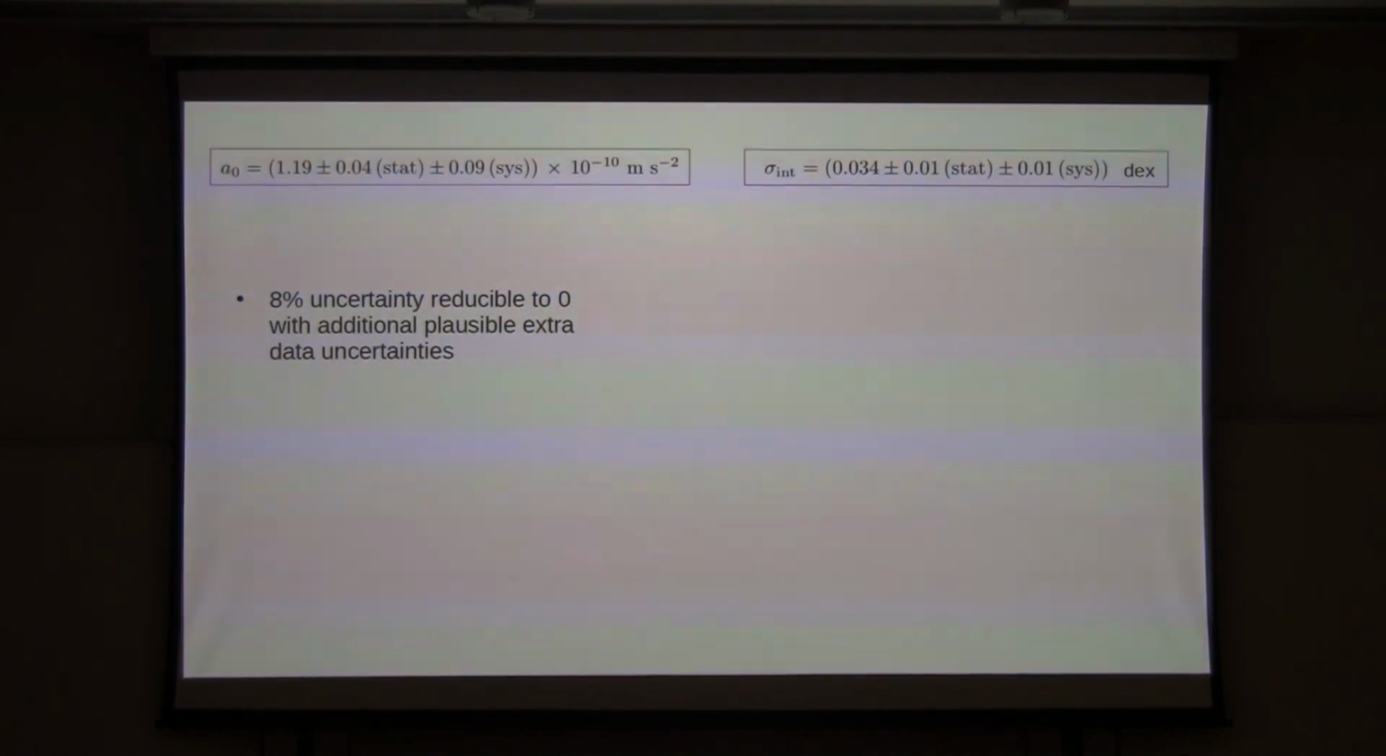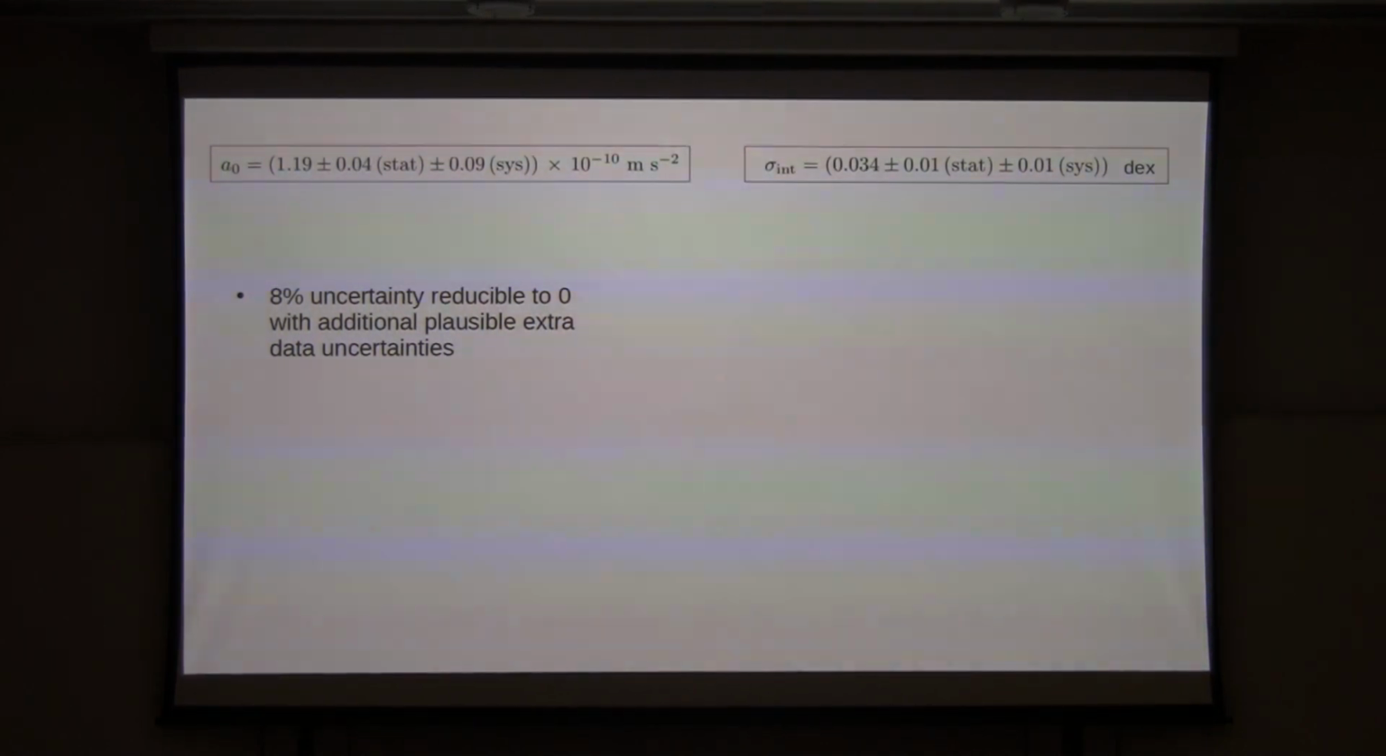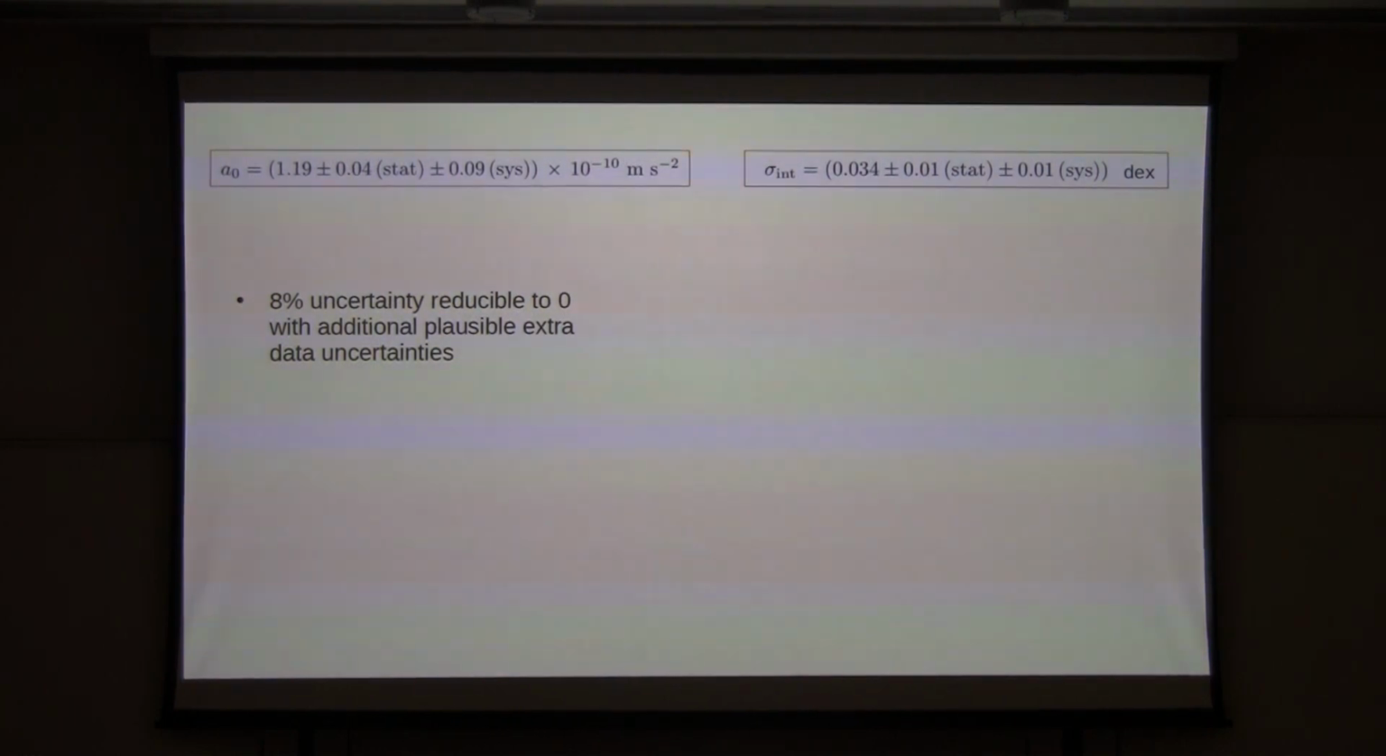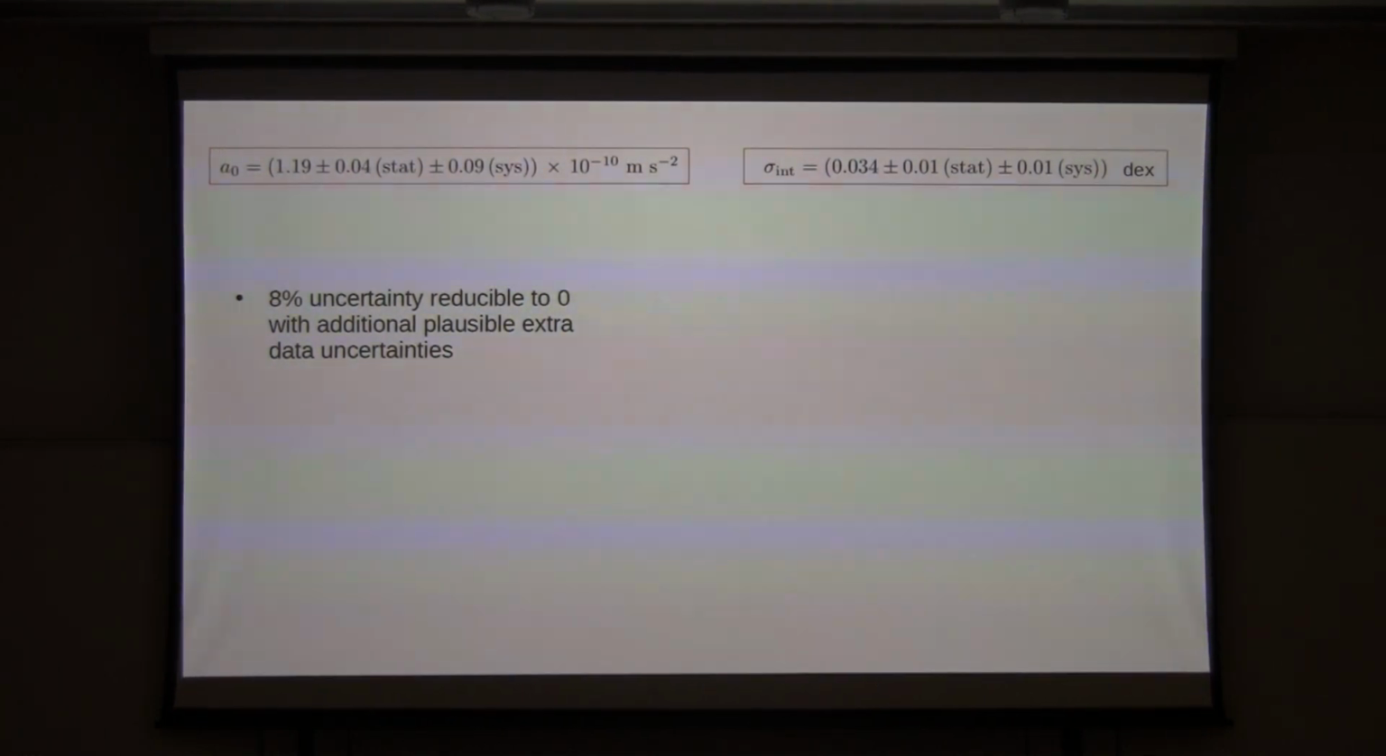It's actually possible to reduce those uncertainties, or that scatter, even to zero with plausible additional uncertainties due to variation in, for example, the thickness of the baryonic disk. Or it could, of course, be due to deviations, for example, from non-circularity in a modified inertia interpretation.